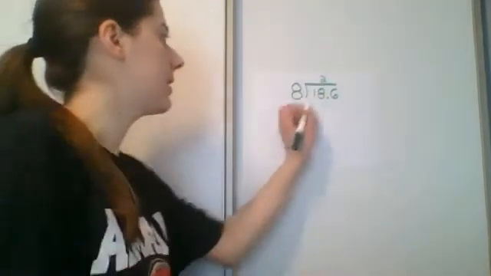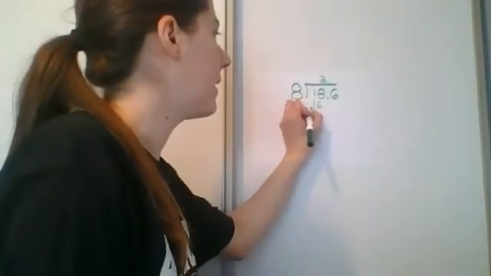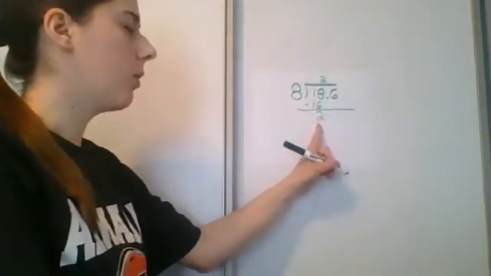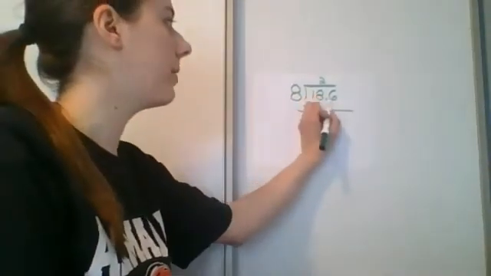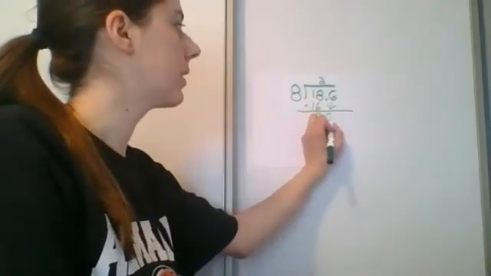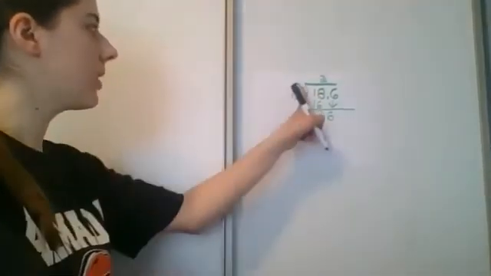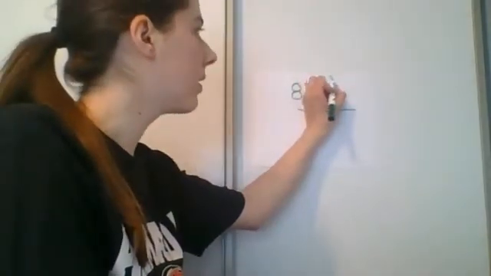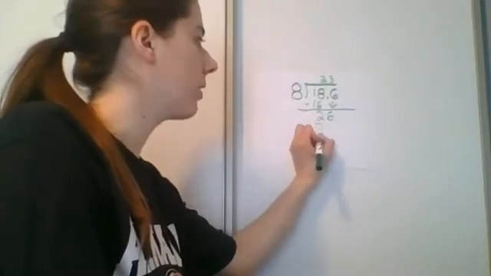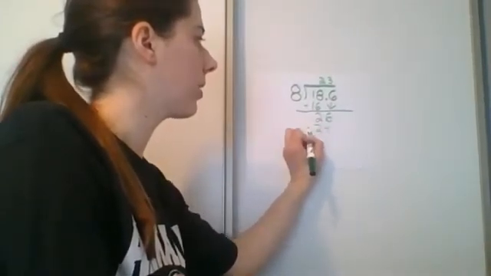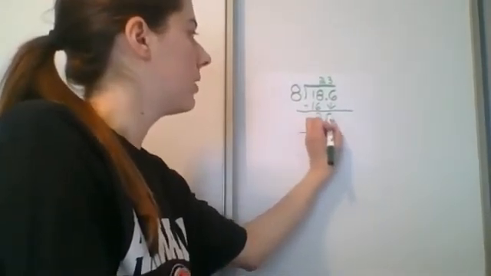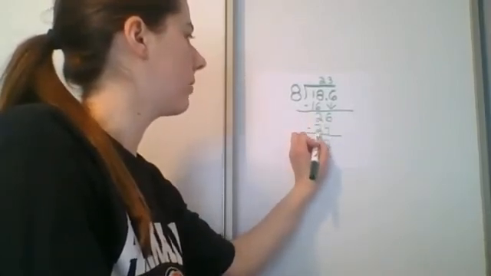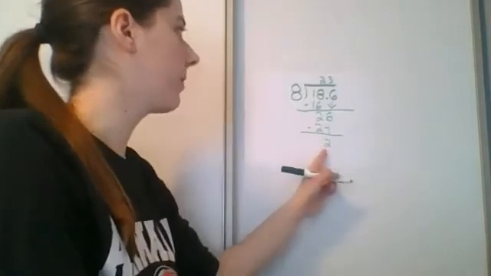2 times 8 is 16. I subtract, and I'm going to get 2. 8 cannot go into 2, so you have to drop down the 6. And I have to ask myself, how many times can 8 go into 26? And my answer is going to be 3. 8 times 3 is 24. And I'm going to subtract. 6 minus 4 is 2. 2 minus 2 is 0. So I got a 2.